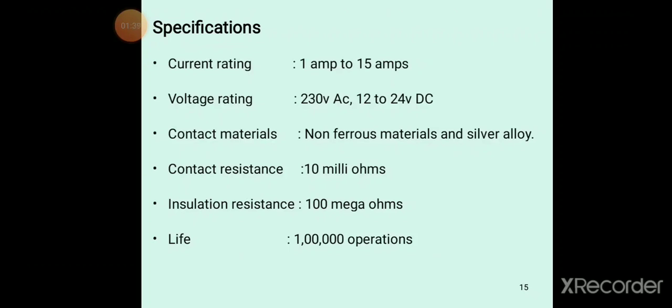Our toggle switch has a current rating of 1 ampere to 15 amperes. Voltage rating is 230 volts AC or 12 to 24 volts DC. Contact materials we are using are non-ferrous material and silver alloys. Contact resistance is 10 milli ohms. Insulation resistance is 100 mega ohms. The life is 100,000 operations.